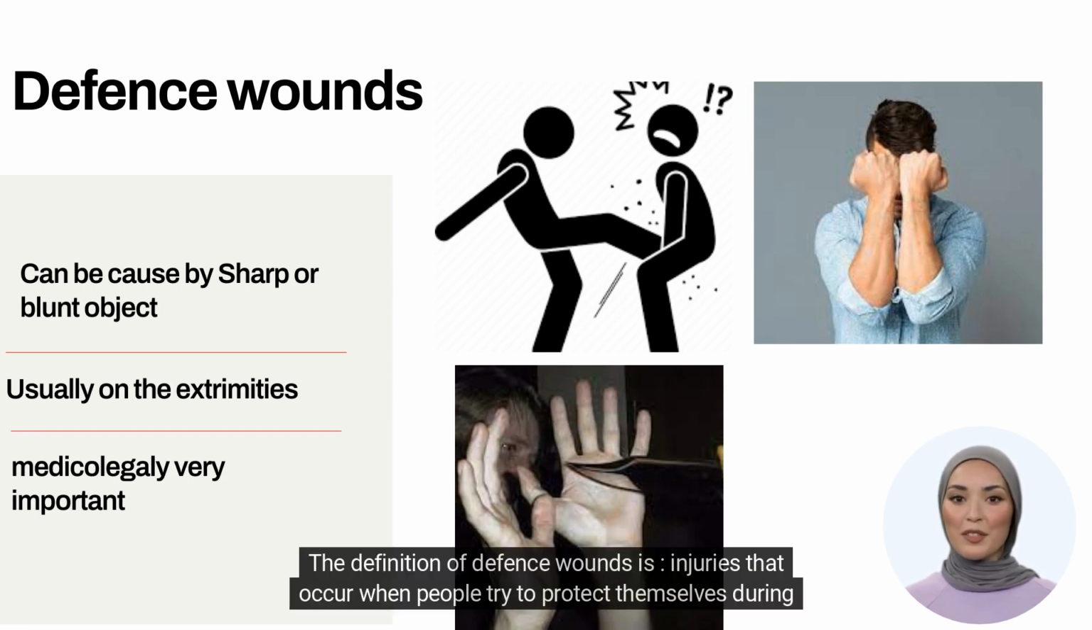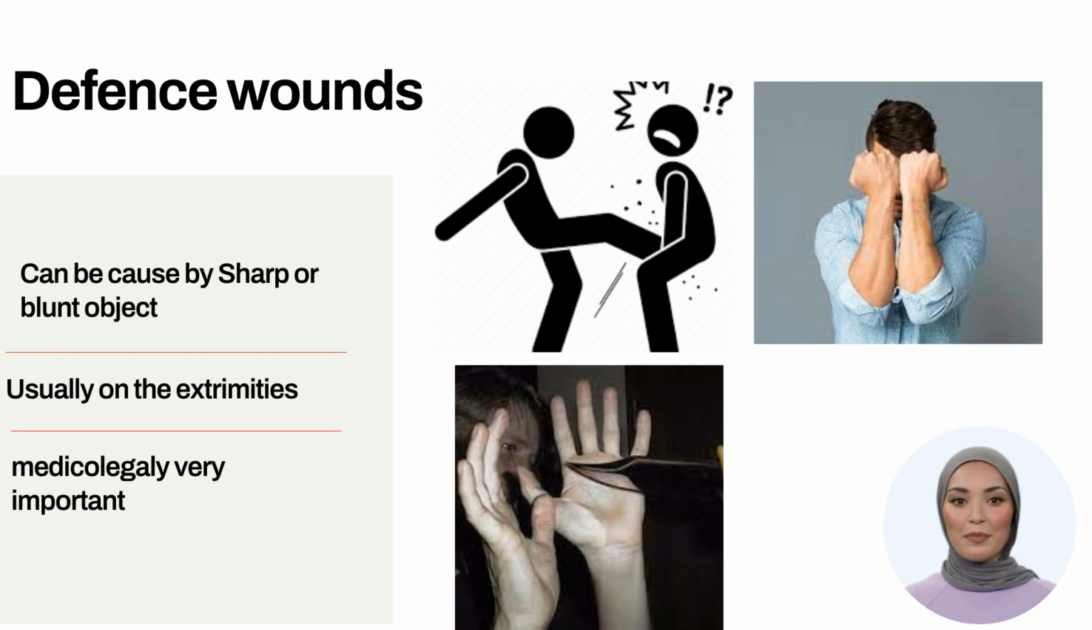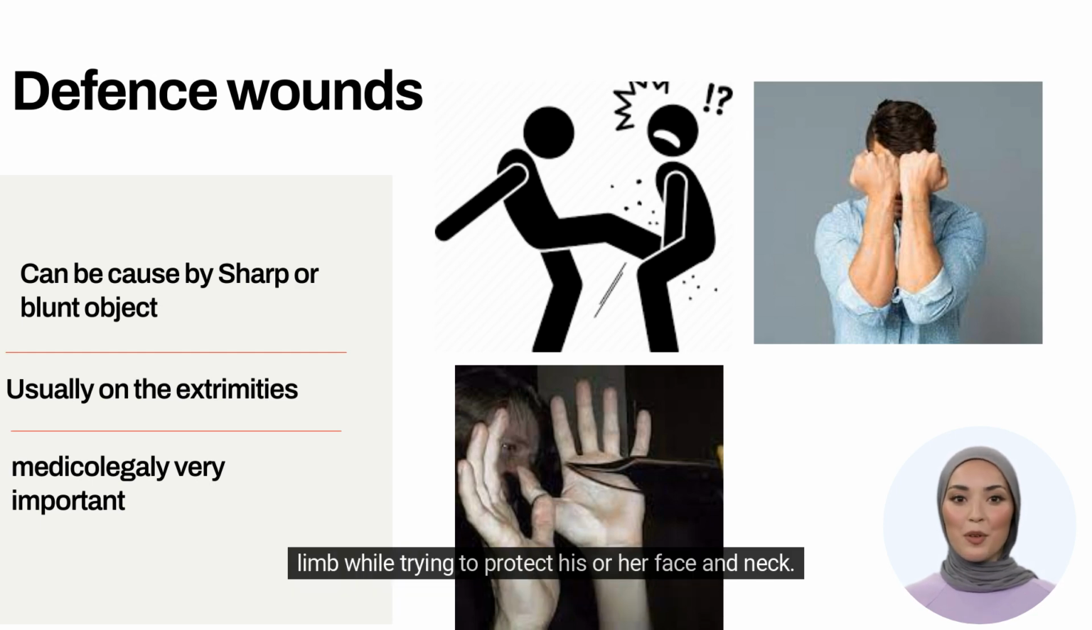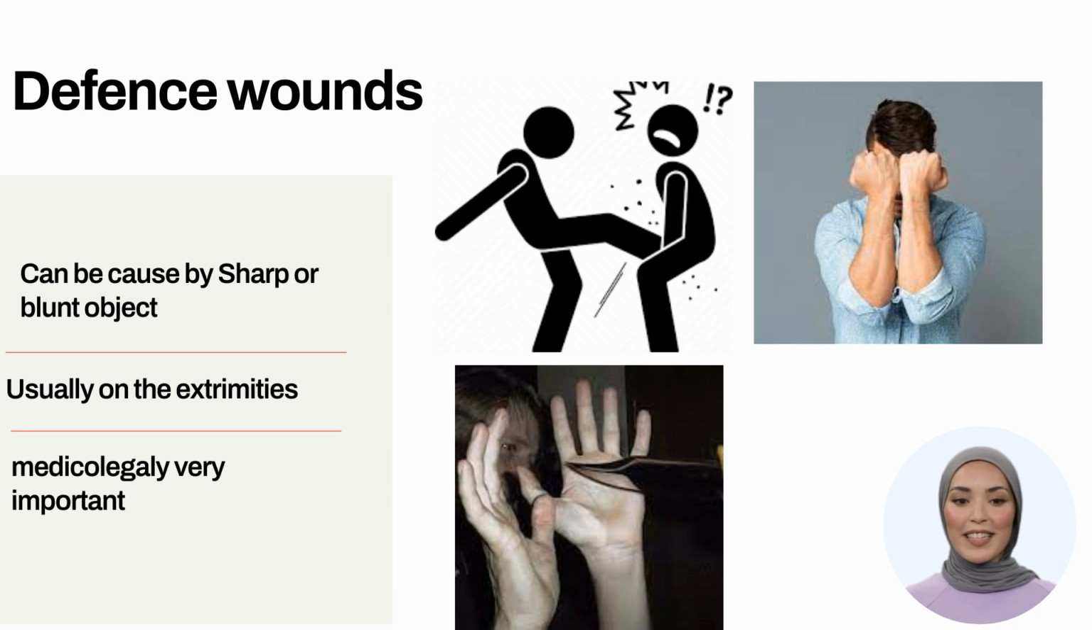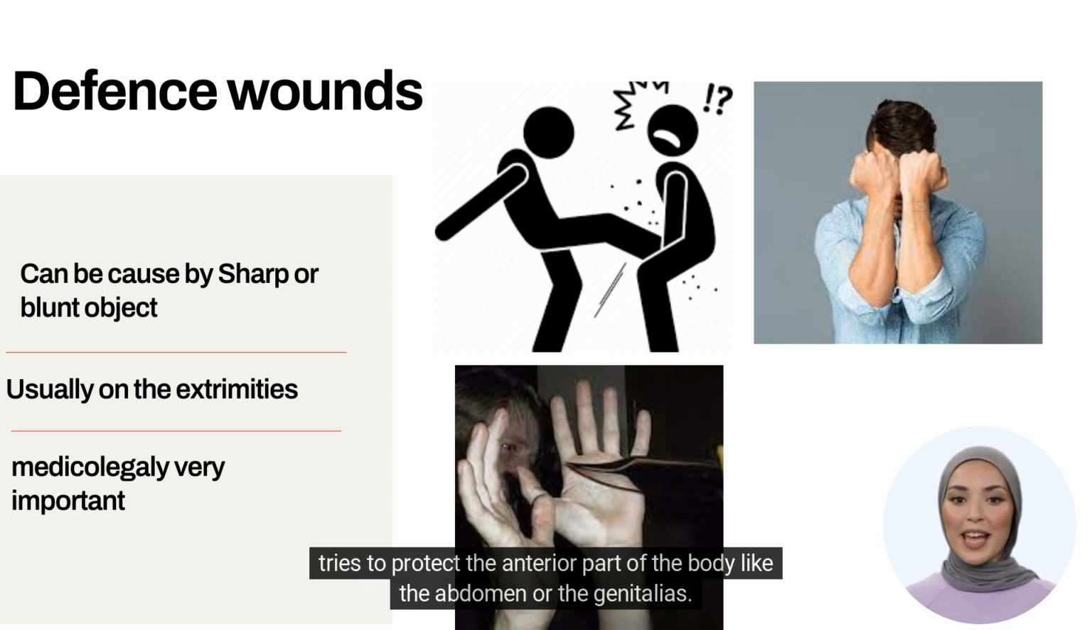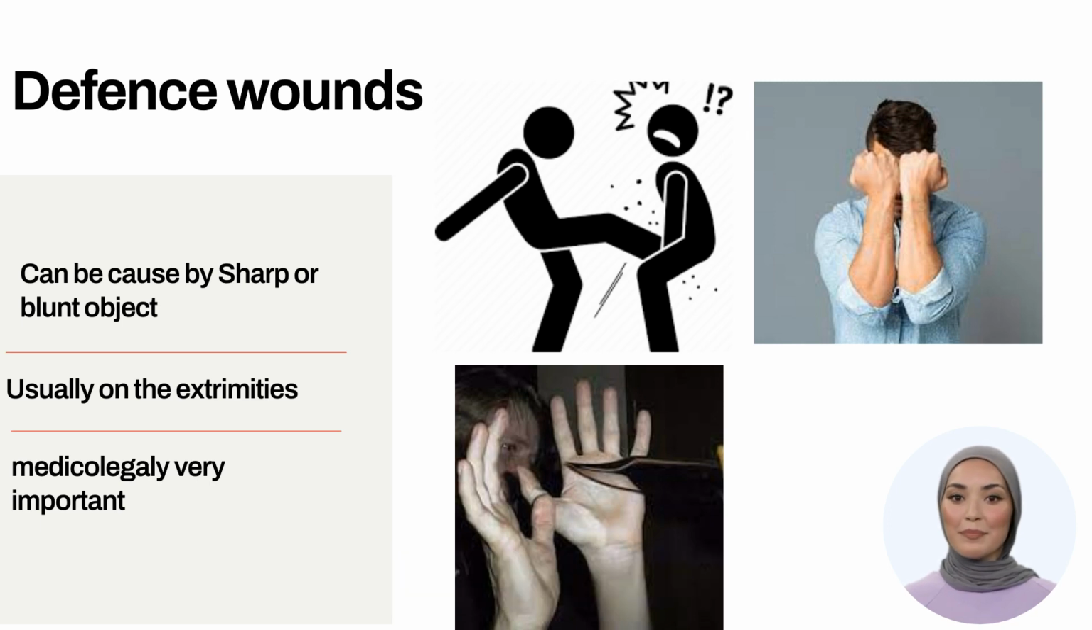Defense wounds are injuries that occur when people try to protect themselves during an attack. The person may ward off the weapon or try to catch or grab the weapon, so the victim injures the upper limb while trying to protect his or her face and neck. Similarly, the anterior and posterior aspects of the lower limbs and back may be injured when an individual tries to protect the anterior part of the body, like the abdomen or the genitalia.